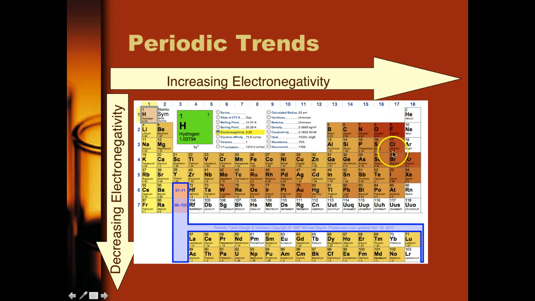But here we go, with fluorine having the highest of all electronegativities. Oxygen's pretty high up there, so is chlorine, and nitrogen. So small atoms that have electrons close to the nucleus, and those that are in need of just a couple electrons to fill up and complete their shell, have a high electronegativity. They love electrons, whereas these guys over here don't.